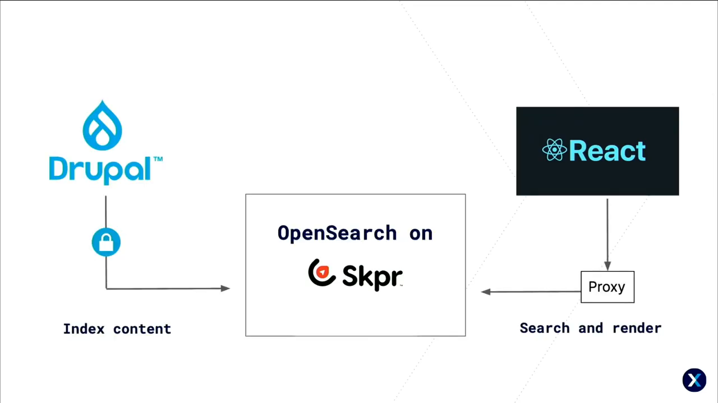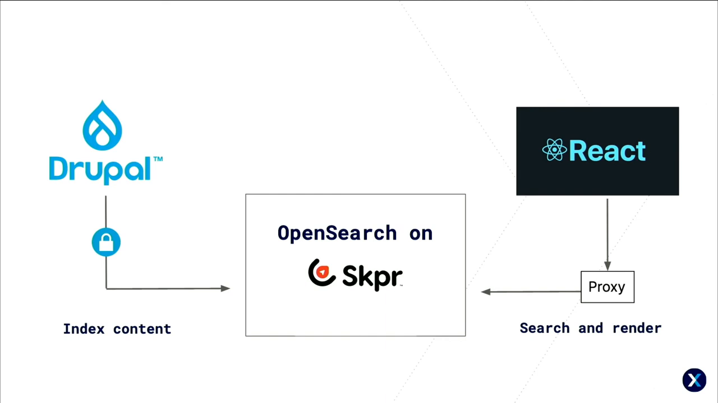Cool. So tying it all together under the hood, we had our content indexed by Drupal with Search API. We have our index that's queried by React, the front end. So how does that all tie together, and how do we keep it really fast and, most importantly, secure? We use OpenSearch on Skipper. Skipper provisions some credentials for Drupal that can then write to the index. And then our React apps go via a proxy and execute searches against OpenSearch. But the front end can only read via that proxy, so it has no write access at all.